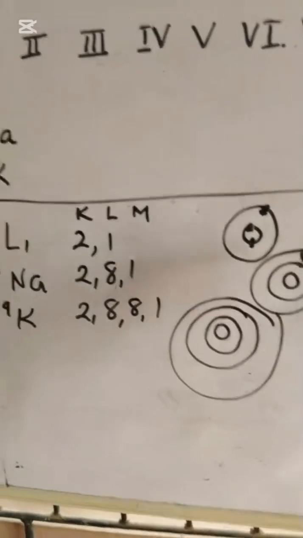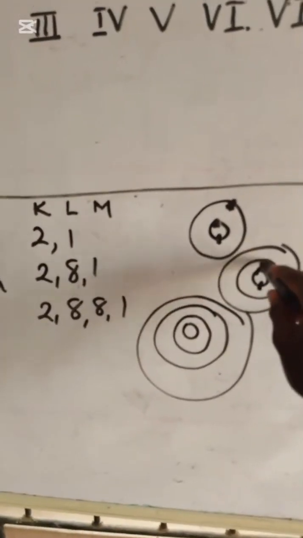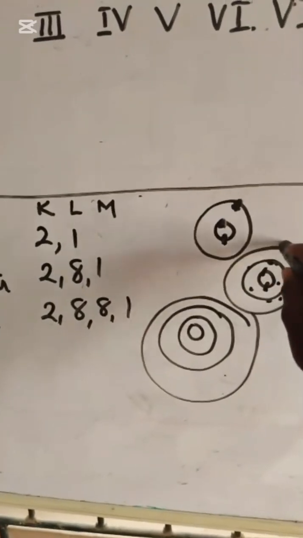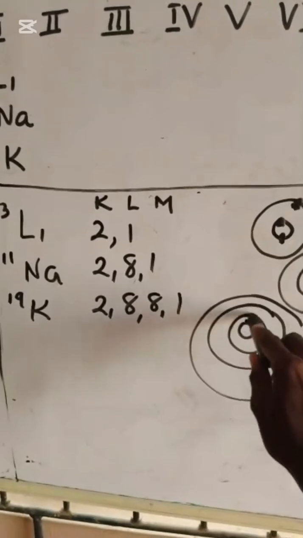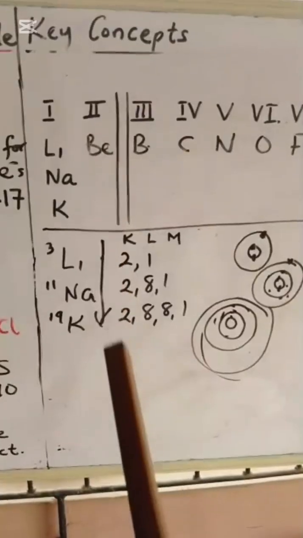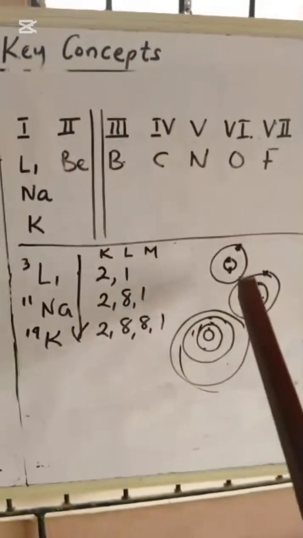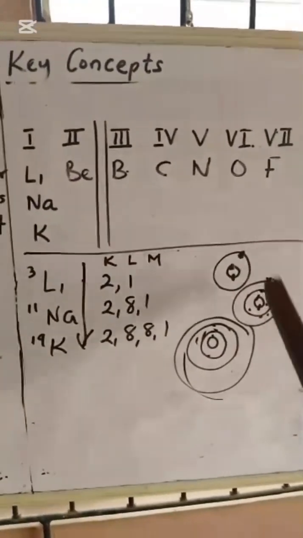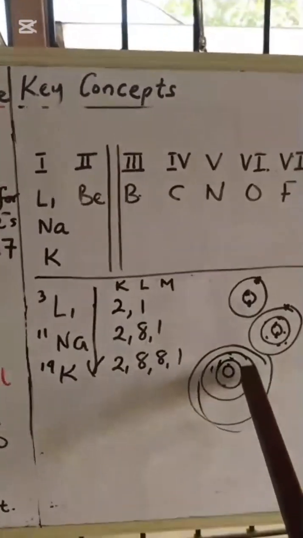Now sodium, we're going to have 2 electrons, 8, and then 1. And then potassium, 2, 8, 8, 1. Down the group, let's take group 1. Down this group, the atomic radius is getting bigger. That means the size of the atom is getting bigger because the shells are increasing. Okay, you have to agree with me.